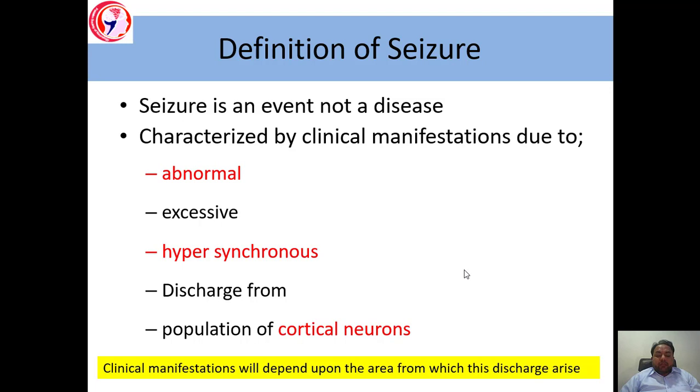Seizure is an event, not a disease. The disease is called epilepsy. The event is called a seizure. Seizure is characterized by clinical manifestations due to abnormal, excessive, hypersynchronous discharge from a population of cortical neurons. Clinical manifestations will depend upon the area from which this discharge arises.